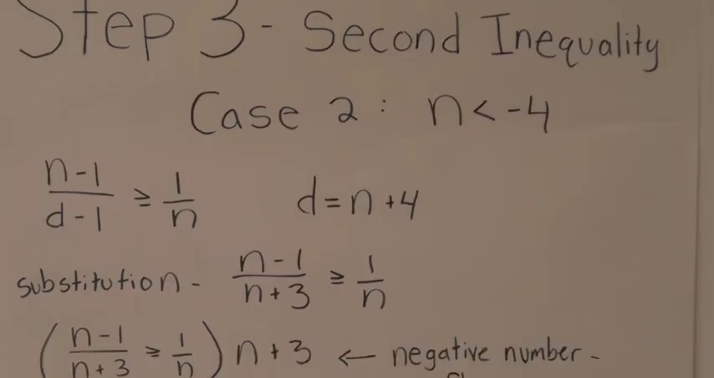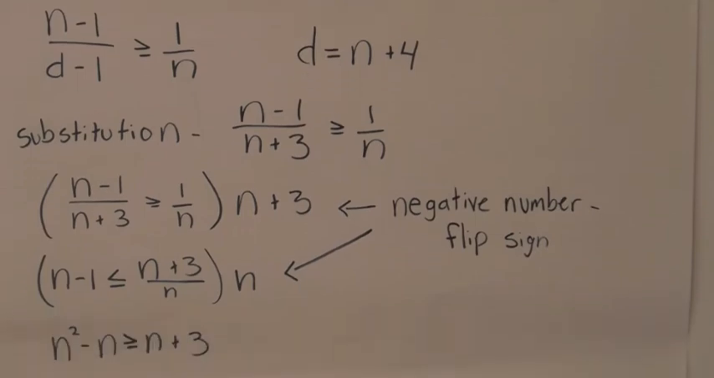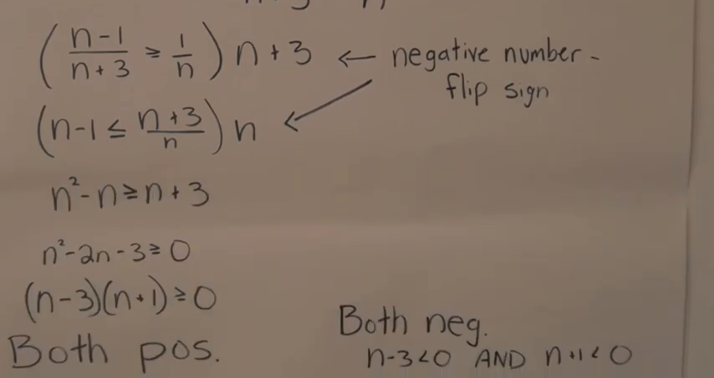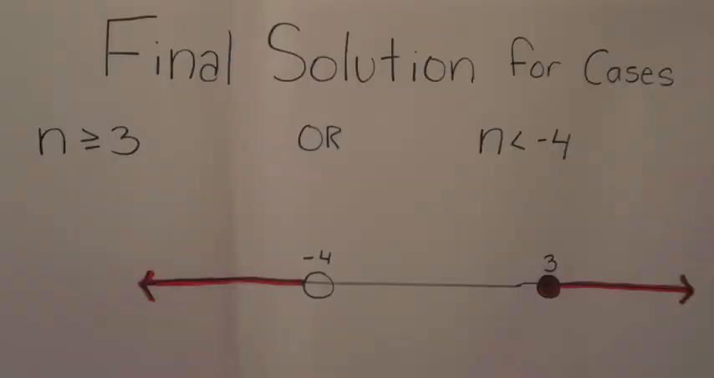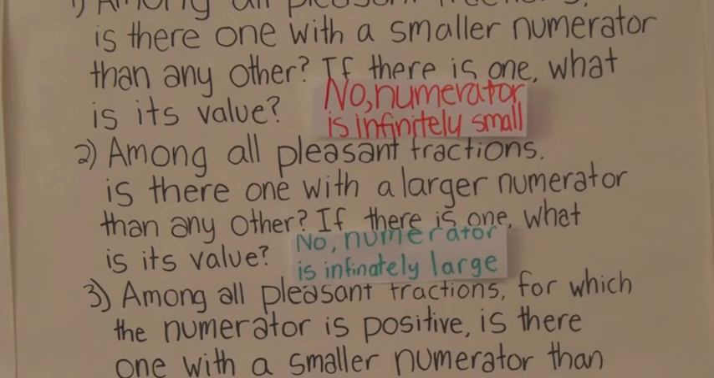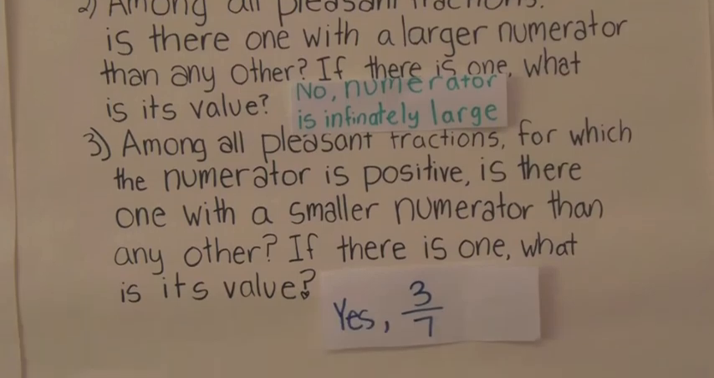Next, we used substitution and then cases. Case 1, we found that n is greater than or equal to 3, and in case 2, n is less than negative 4. Here's our final solution for both cases. Finally, we use this final solution to answer the original questions.